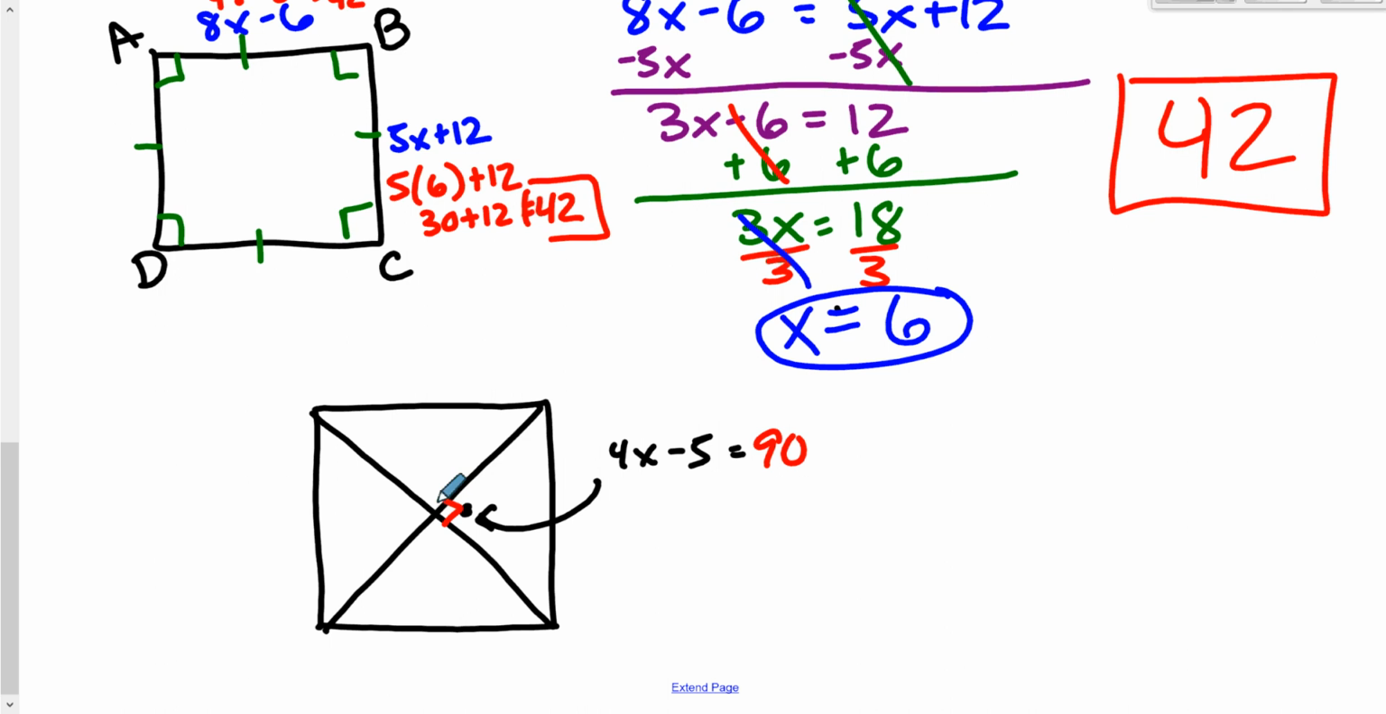If they're giving you this one, what is this angle? Well, you know that angle is 45 degrees, so set whatever it is equal to 45 degrees. That's what you're going to be doing.